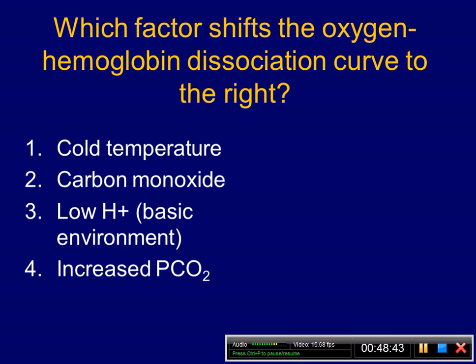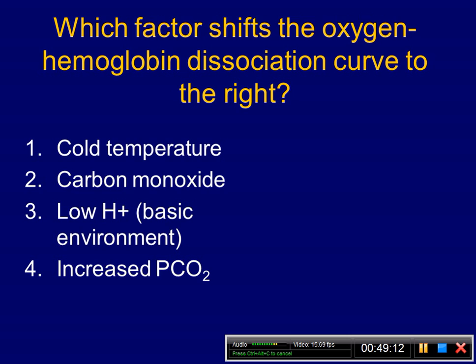Right. The pH scale, that's a tricky one. We haven't talked about acid base yet. But if you have a low pH, it's very acidic. But if you have a low acid environment, it's very basic. So it's saying that you have a basic environment. Does that shift it to the right? No. What environment shifts it to the right? An acidic environment. And then how about number 4, increased partial pressure of CO2? Yes. The more CO2 while you're metabolizing, the faster the oxygen jumps off.